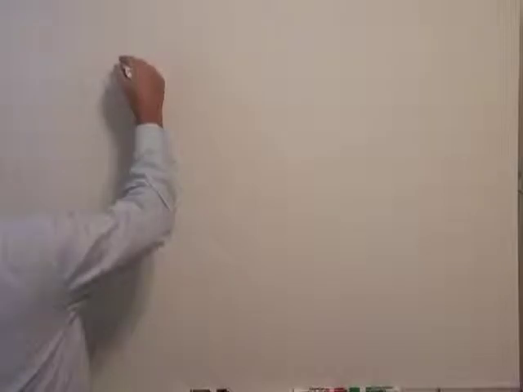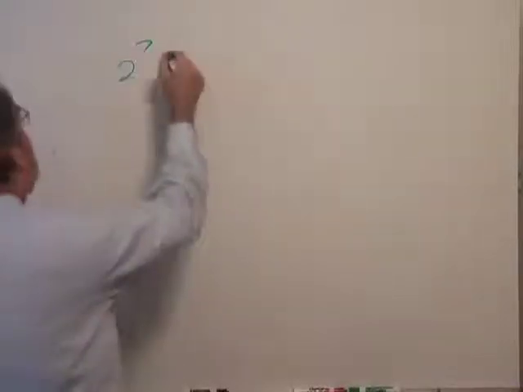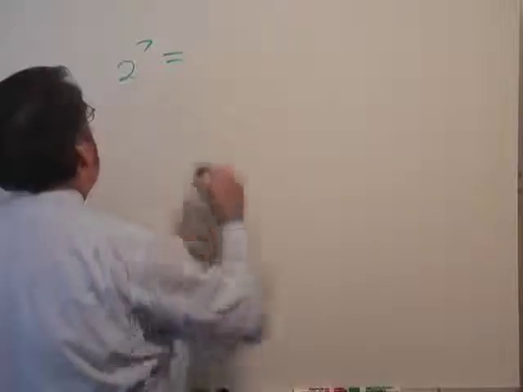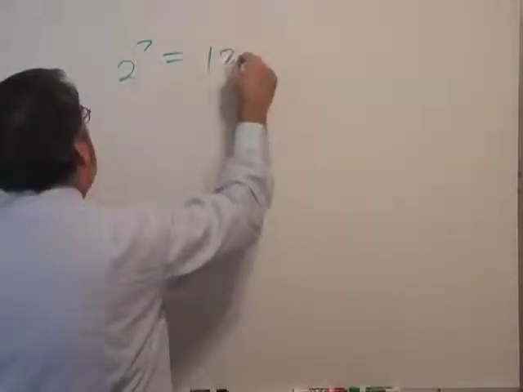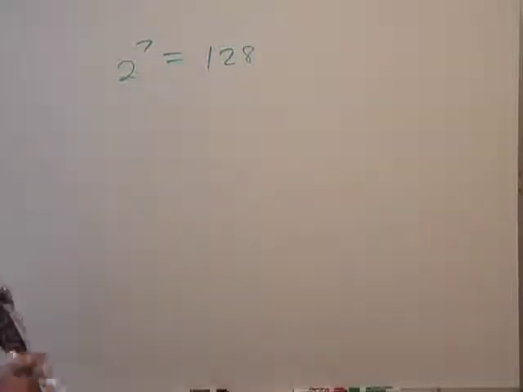We're going to look at converting exponential forms into logarithmic forms and vice versa. And that will give you some little feel for logarithms. So, for example, let's come up with this. Suppose we had 2 to the 7th power, and that equals 128, I believe. Okay. 2 to the 7th power is 128.